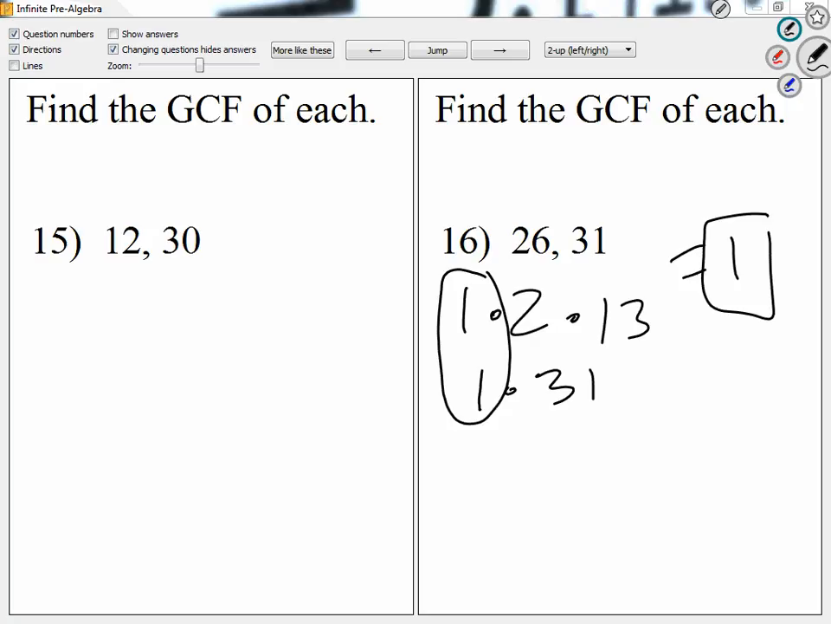Any questions? Good for tomorrow's test? Oh, quick. Let me take roll really quick.